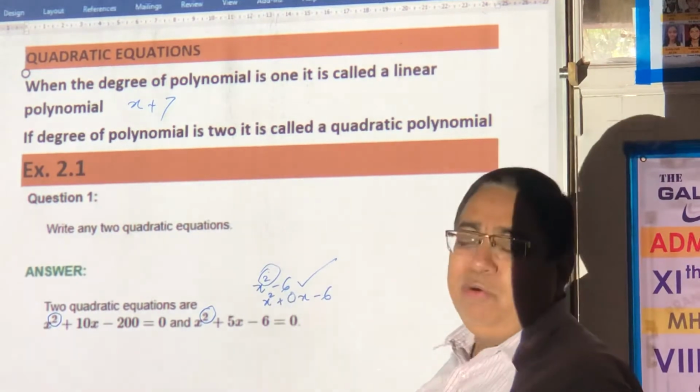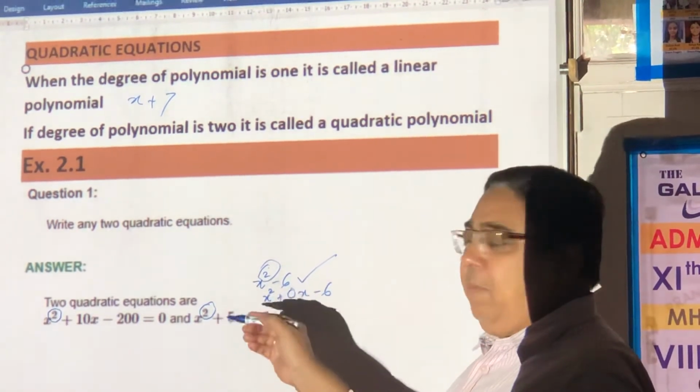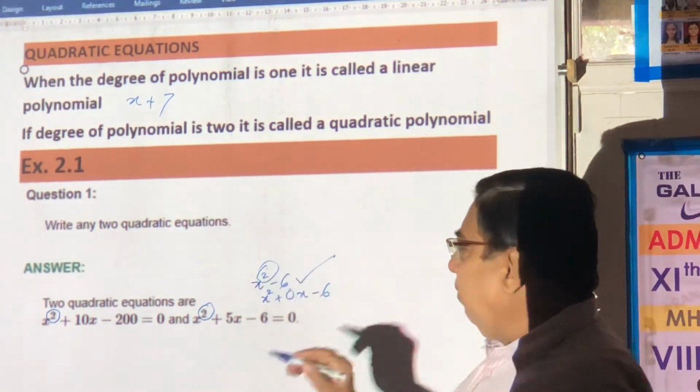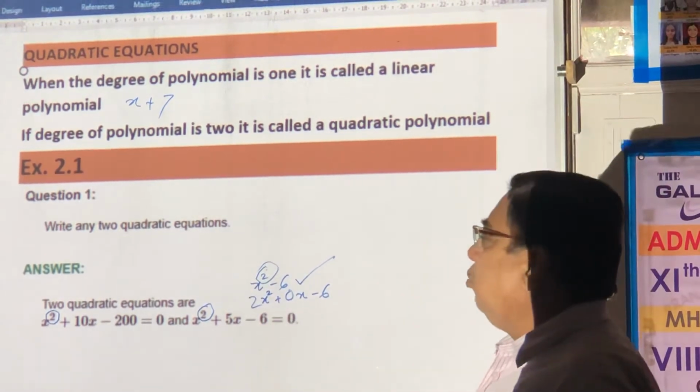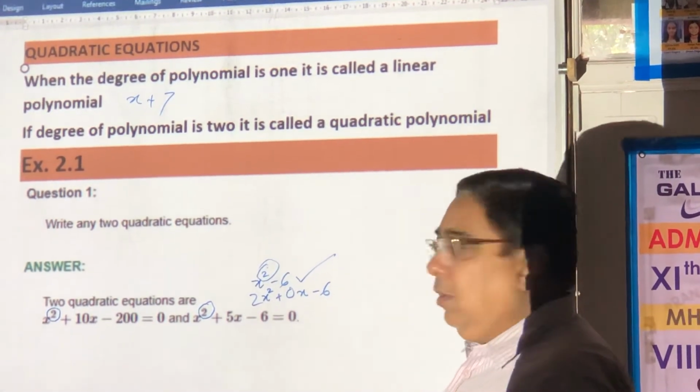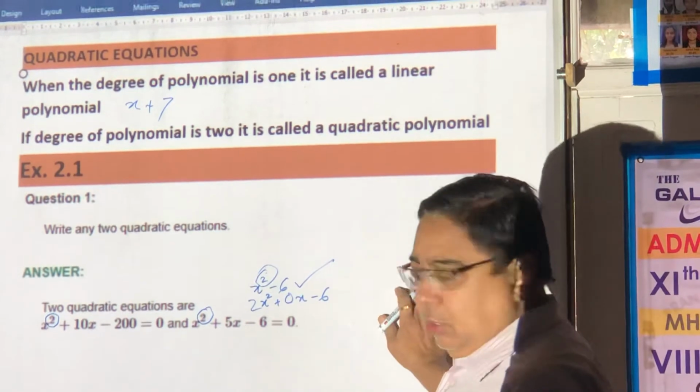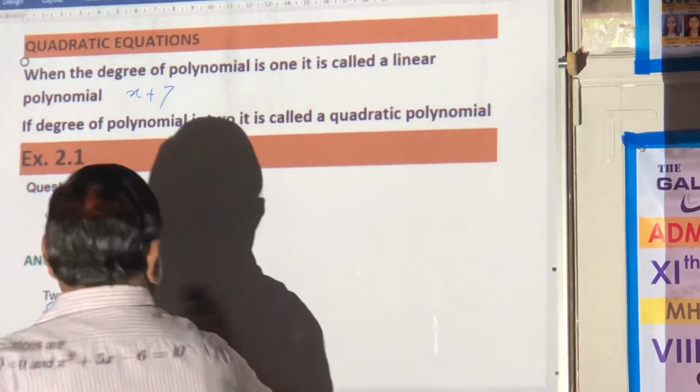So, we can write any 2 we like. Whether they balance or not, you don't have to see anything. Highest power is 2. You can also write 2x square. There is no problem. Okay? But the highest power should be 2. Okay? We will go forwards.